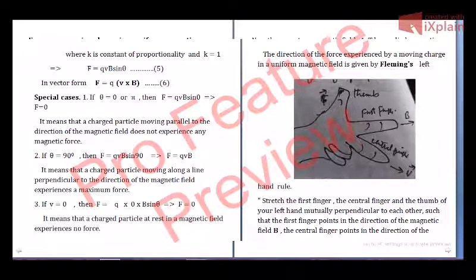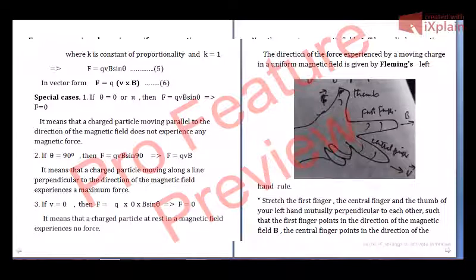Then F is equal to QVB sine theta means F is equal to QVB sine 0. Since sine 0 is equal to 0, this implies F is equal to 0. It means that a charged particle moving parallel or anti-parallel to the direction of the magnetic field does not experience any magnetic force. If the charge is moving parallel or anti-parallel to the direction of the magnetic field B, then the moving charge will not experience any force.